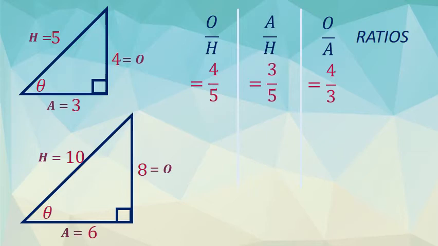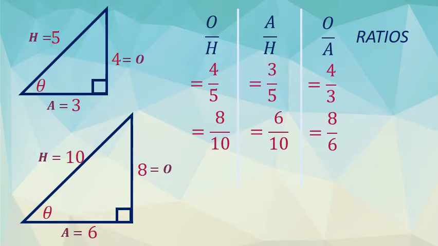Let's find opposite over hypotenuse, adjacent over hypotenuse, and opposite over adjacent. If you fill in the relevant information and simplify your answer, you will see that O over H, A over H, and O over A all simplify to be the same value again.